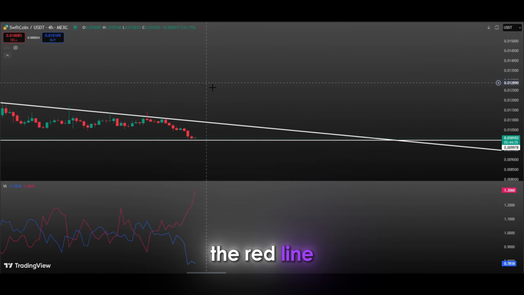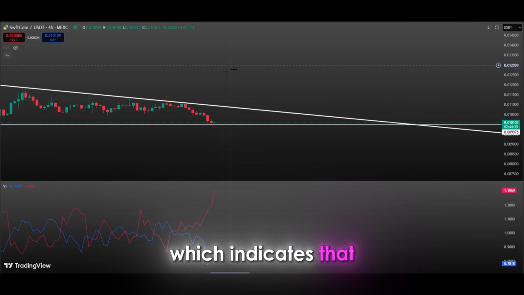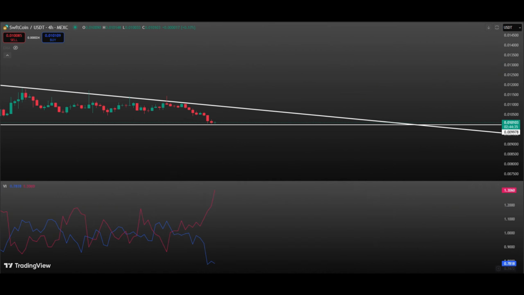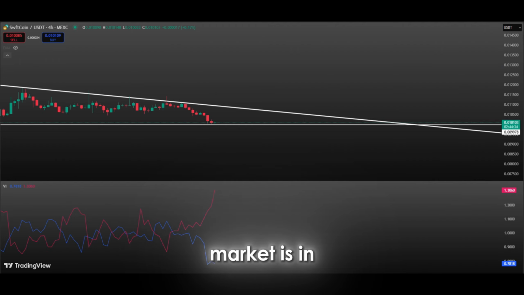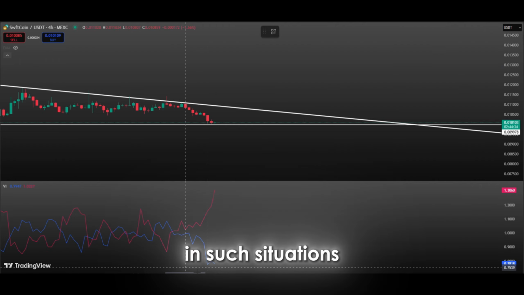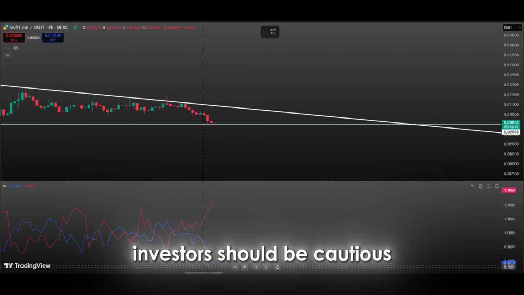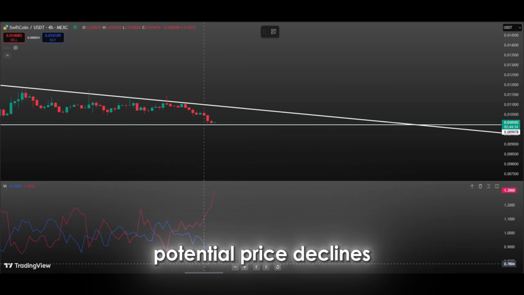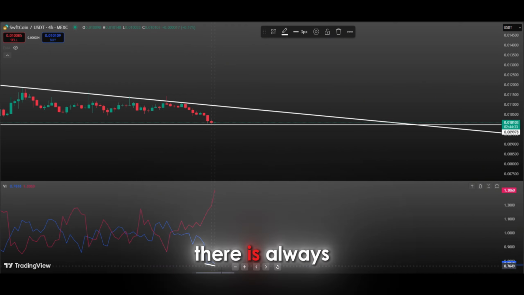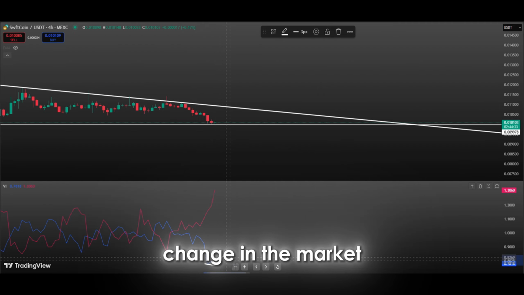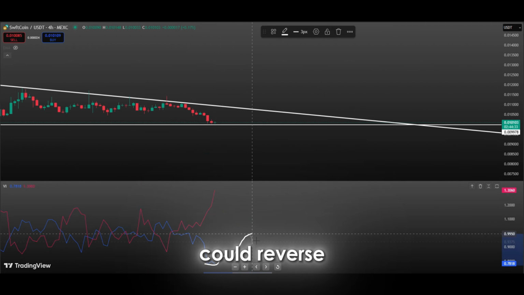Currently, the red line is above the blue line, which indicates that sellers are dominating the market and prices are moving downward. The red line being on top signals that the market is in a general downtrend. In such situations, investors should be cautious and prepared for potential price declines. However, there is always a possibility of change in the market, and this situation could reverse.